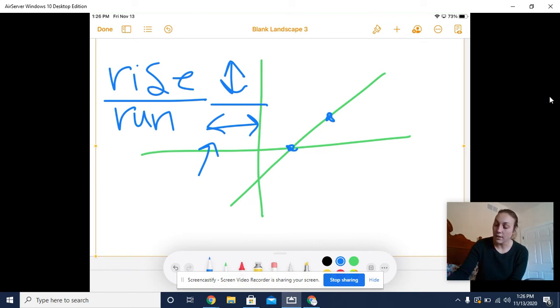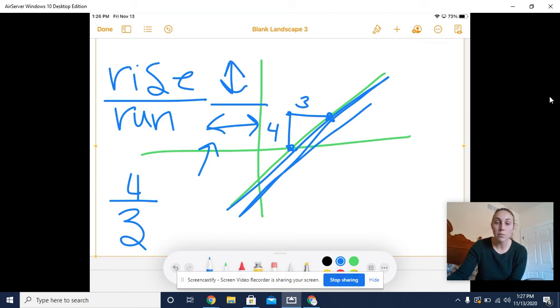Okay? And then you're going to count how many times you went up. So let's say in this case you went up 4 times. That would be your numerator because that would be your rise. And then your run is when you take this and you go over and you count how many times you moved. Let's say in this case it would be something like 3. That would be your run, which would be your denominator. Since this slope right here is a positive slope, this means that this will stay positive.